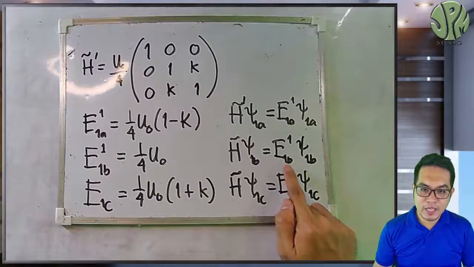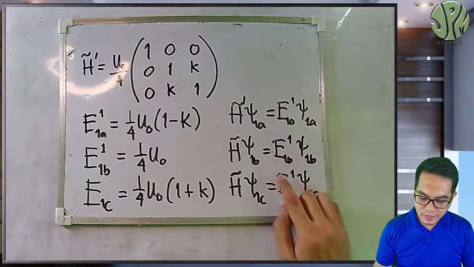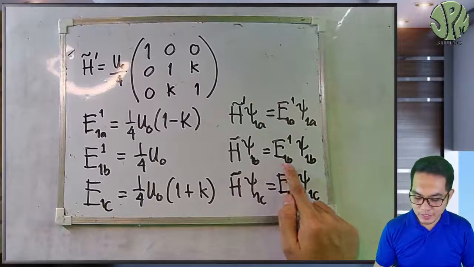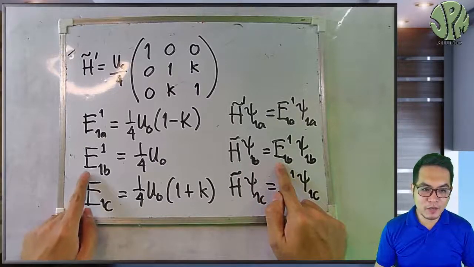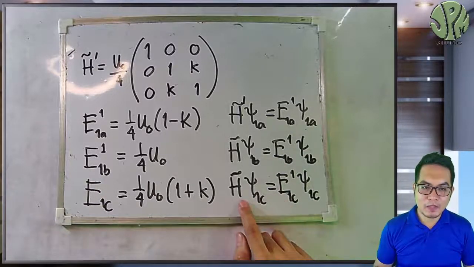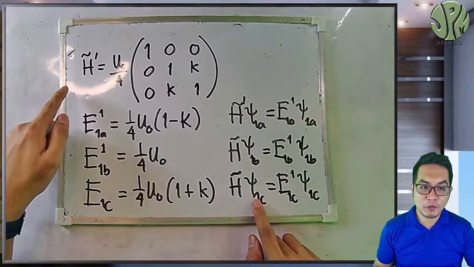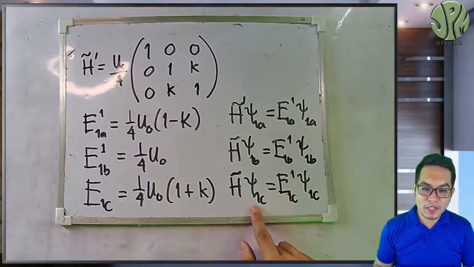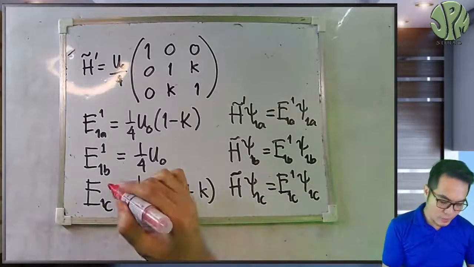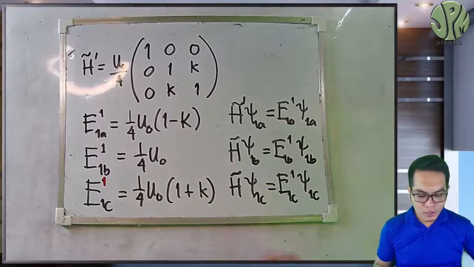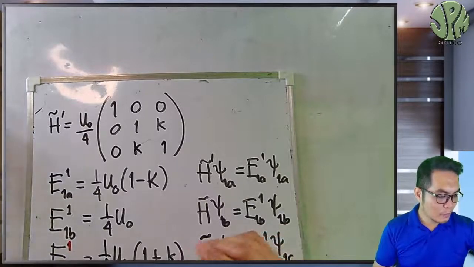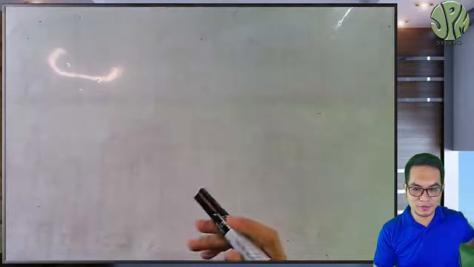Similarly, if we apply the perturbation matrix to psi1B, we should get the energy eigenvalue E1B1, the second first order correction. And lastly, if we apply the perturbation matrix to psi1C, we should get this energy eigenvalue E1C1. So I'm going to do the first one, and I will leave the rest to you.